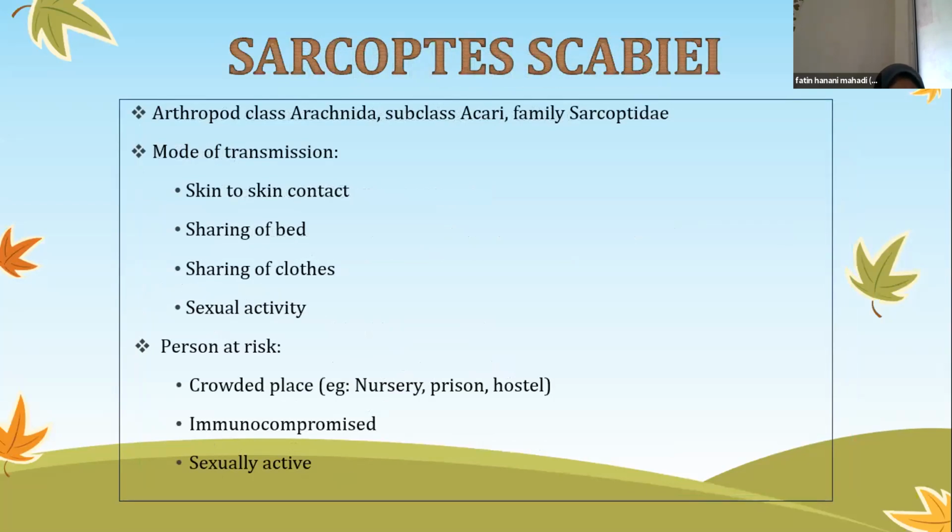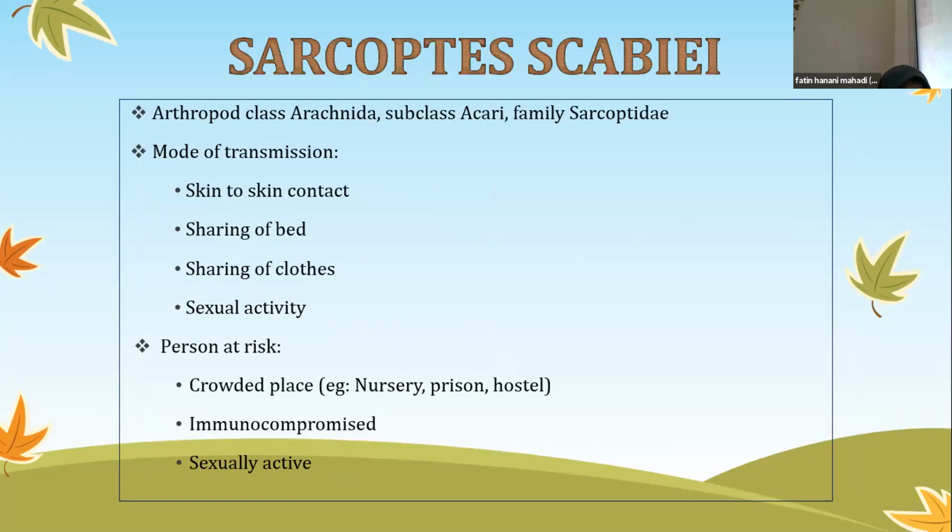Okay, as we know, the main culprit for scabies is Sarcoptes scabiei. So let us know what actually Sarcoptes scabiei is. Sarcoptes scabiei is an arthropod of class Arachnida, subclass Acari and family Sarcoptidae, where the mode of transmission is primarily skin-to-skin contact, but it also includes sharing of the bed, sharing of clothes, and also sexual activity.